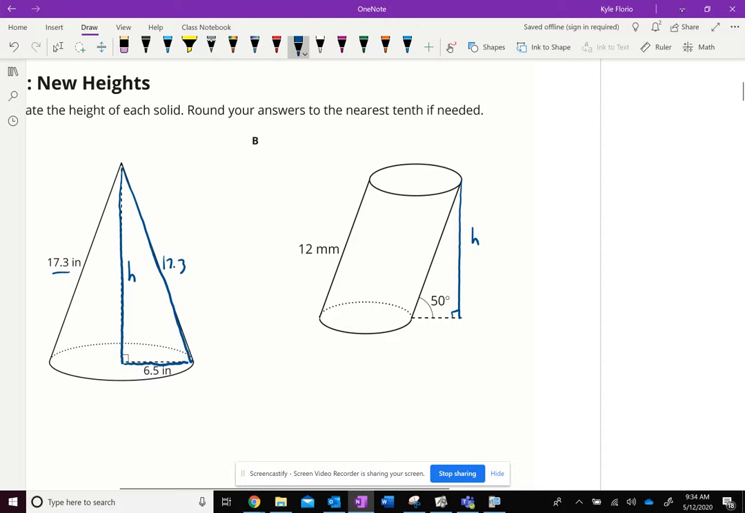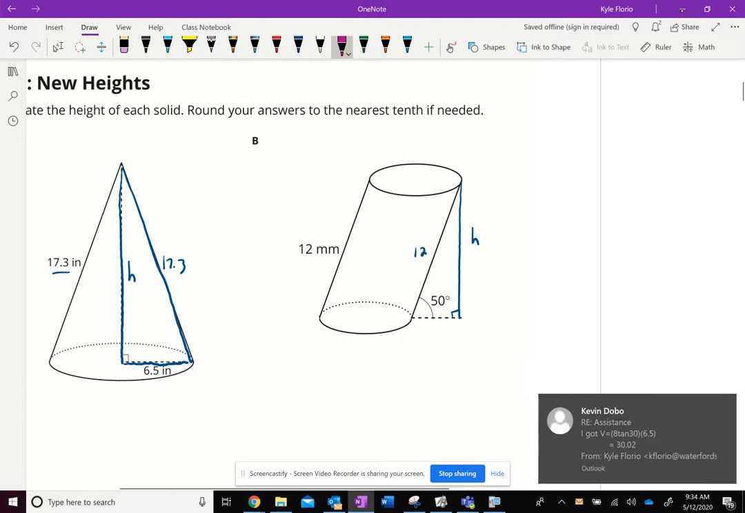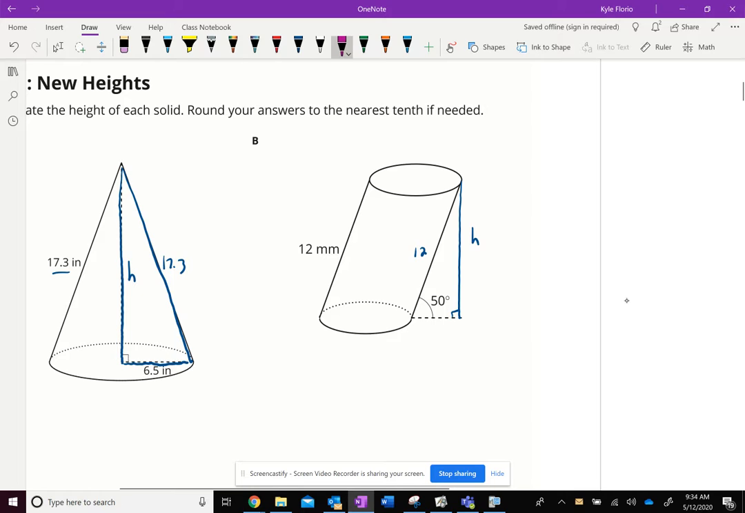I know this slant length is 12, and I know this angle is 50. I think I could use SOHCAHTOA here because I have a side length and an angle. From this angle's perspective, the side that I'm looking for is the opposite leg. The side I know, the 12, is the hypotenuse. So if I was going to use SOHCAHTOA here, that's an O and an H. Which one uses opposite and hypotenuse? That's the sine. So we're going to use sine of 50 is the ratio of the opposite leg and the hypotenuse. Now I want to solve this for h.